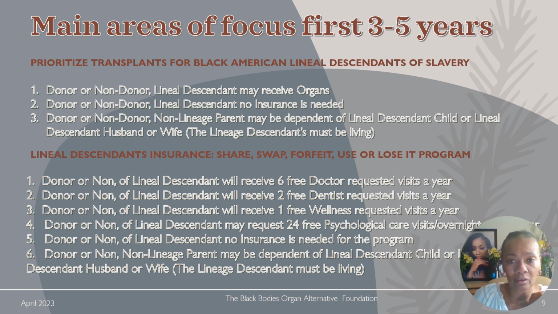If the husband or the wife who is a slave descendant is deceased, then if there are children, the person who is a non-slave descendant can be a dependent of the children, if that makes sense. But once the slave descendants are deceased, that family member is disconnected and can no longer be a part of it, because they don't have anybody to be a dependent of.